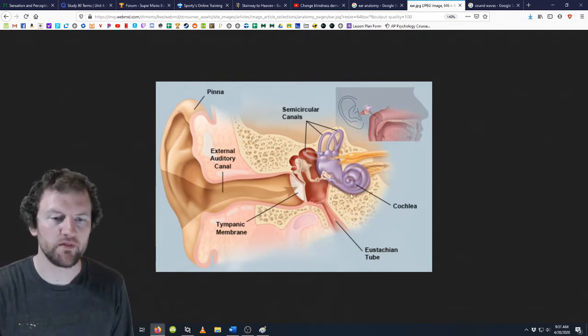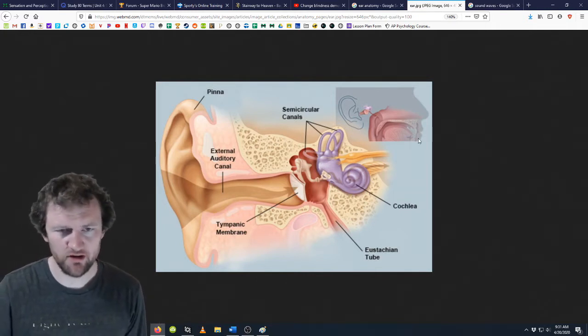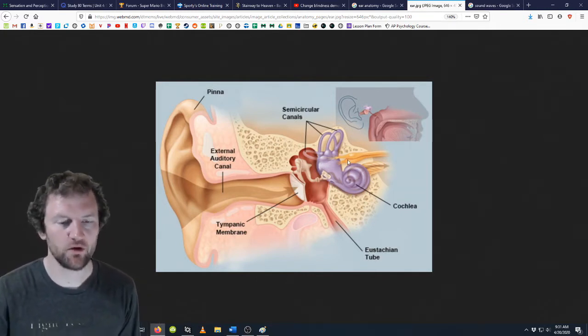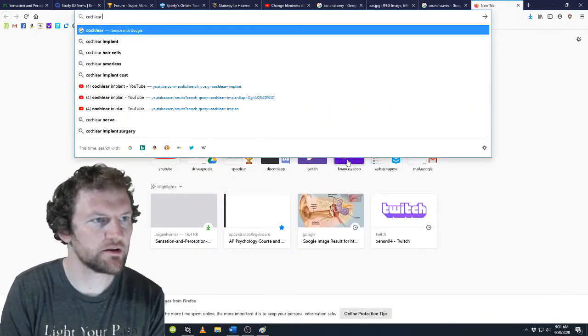The other way you can have a problem is with sensory neural hearing loss, and that is a neuronal problem with the ear, usually in the inner ear, a problem with the nerve, or even your brain, but usually the hair cells within the cochlea. And with that, you can have what's called a cochlear implant.